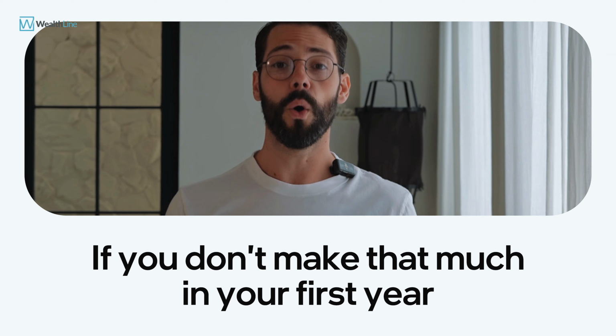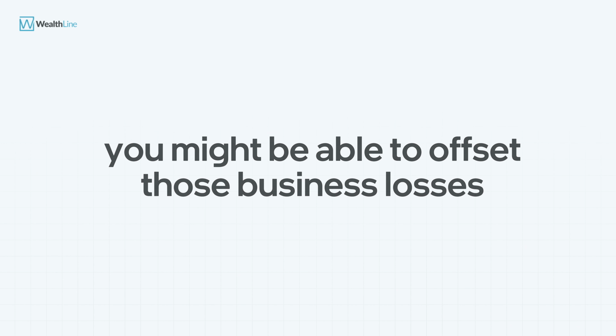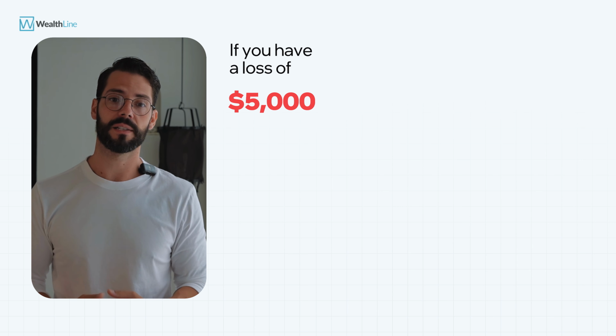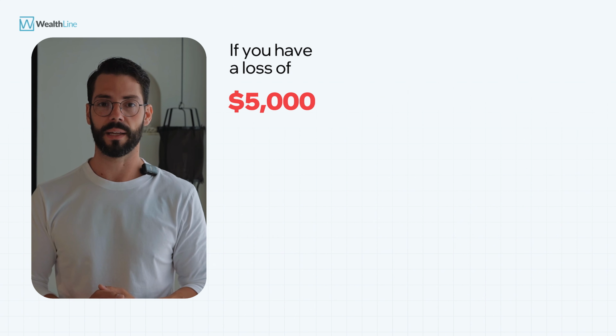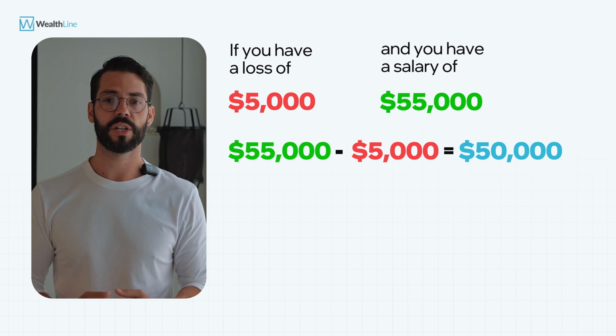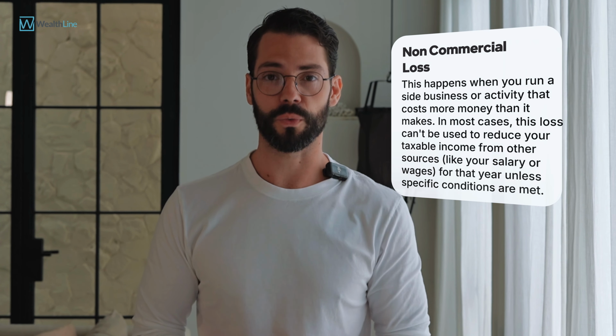On the other hand, if you don't make that much in your first year, or your expenses exceed your income, you might be able to offset those business losses against other forms of income. For example, if you made a $5,000 loss in your first year of sole trading and you have a salary of $55,000, that loss could potentially reduce your taxable income to $50,000. That deduction applies assuming it meets the non-commercial loss rules as set out by the ATO. To meet these rules, you generally need to pass at least one of the four following tests.